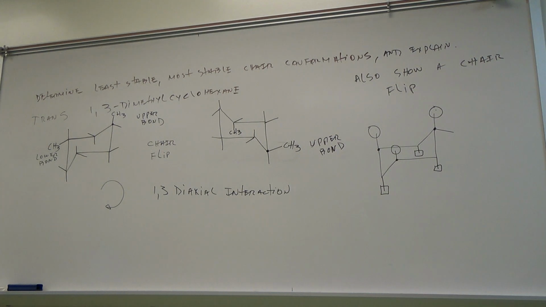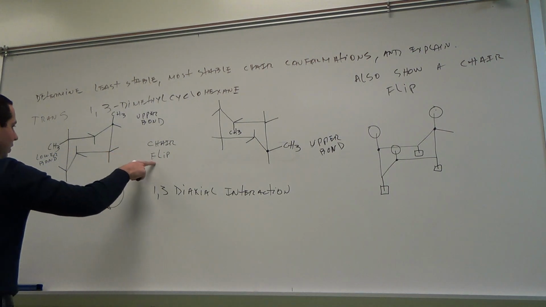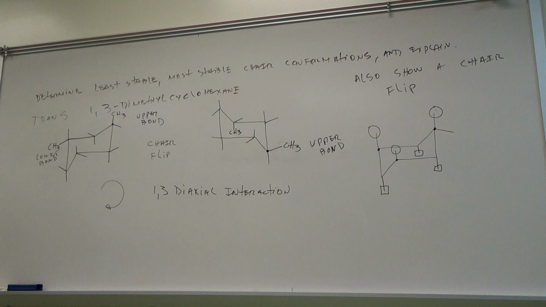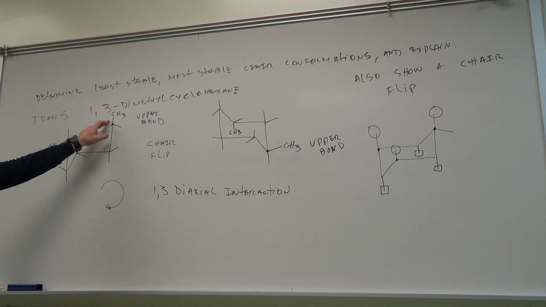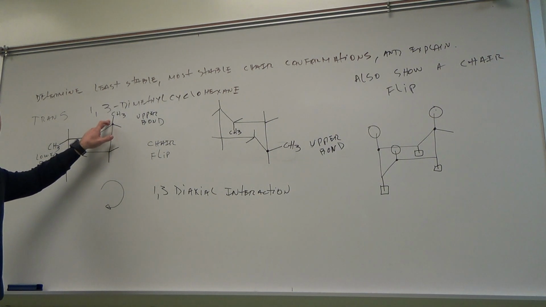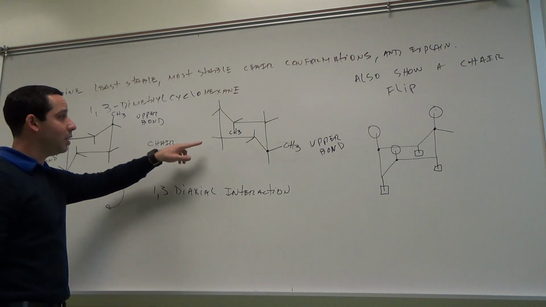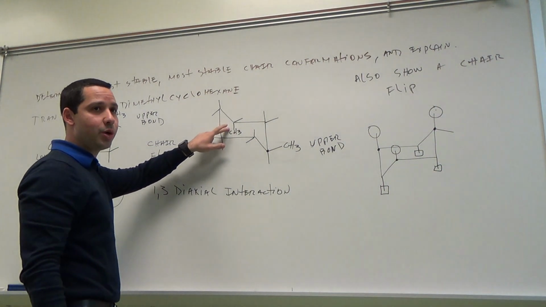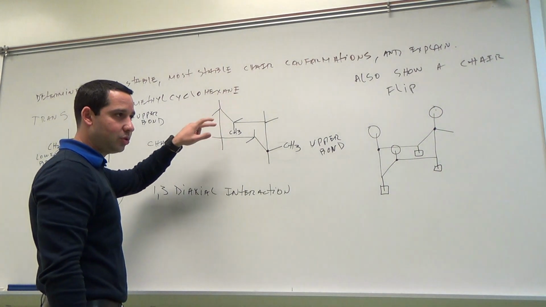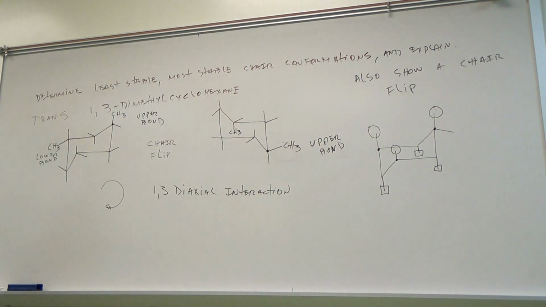So what do you always want to do? You always want to have the largest group in the equatorial position. And you go from axial to equatorial by doing what? A chair flip. In here, you have 1 in the axial. What does this one feel? 1,3 diaxial interactions. Not good, it doesn't want to be here. But if it does a chair flip, then this happens, and another group feels 1,3 diaxial interaction again.